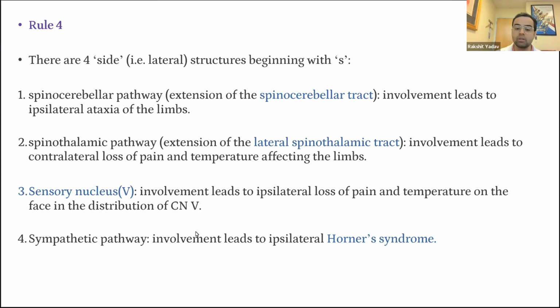And then you have the sensory nucleus. This is the nucleus of the trigeminal nerve. Involvement of this nucleus leads to ipsilateral loss of pain and temperature only on the face, that is in the distribution of the trigeminal nerve. And then you have the sympathetic pathway, and a lesion in the sympathetic pathway usually leads to ipsilateral Horner syndrome.